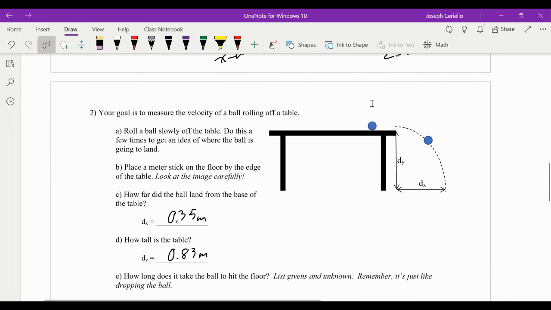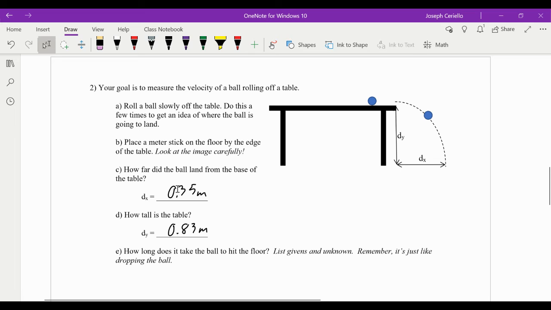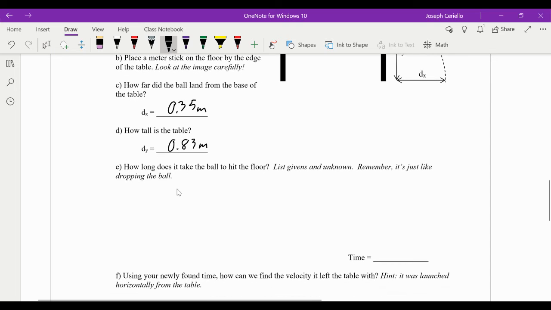So looking at number 2 here, our goal is to measure the velocity of a ball rolling off a table. We did this in class, and depending on which class you were in, we may have had different heights of the table, and it may have rolled off different distances from the table. So our horizontal distance from the edge of the table was 0.35 meters for this class, or 35 centimeters, and the height of the table in this case was 83 centimeters or 0.83 meters. All right. So how long does it take the ball to hit the floor?